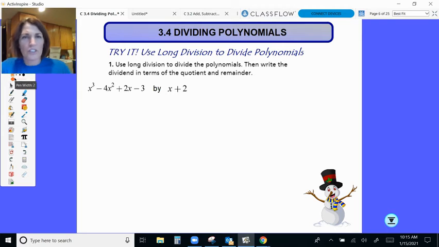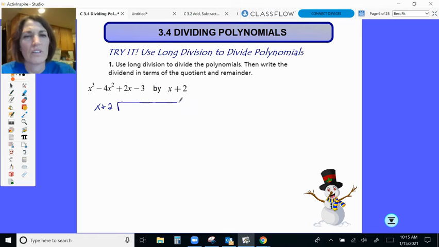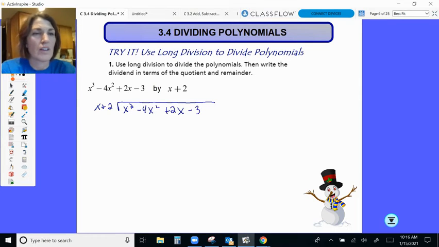Okay, so we're dividing by x plus 2 into, make sure we have all of our powers. We do. x cubed minus 4x squared plus 2x minus 3. Okay, so our first one here is, what do I need to multiply x by to get x cubed? That's going to be x squared. So x squared times x is x cubed. And then x squared times 2 is positive 2x squared.